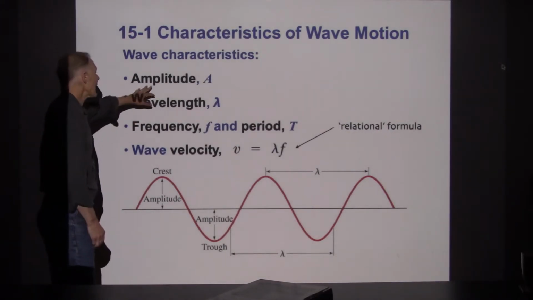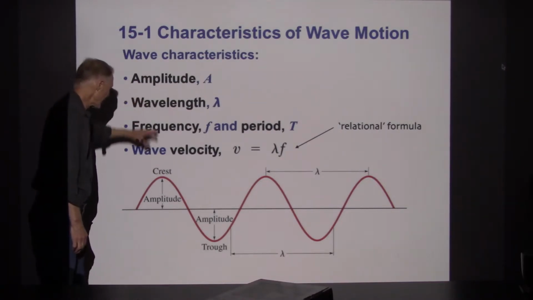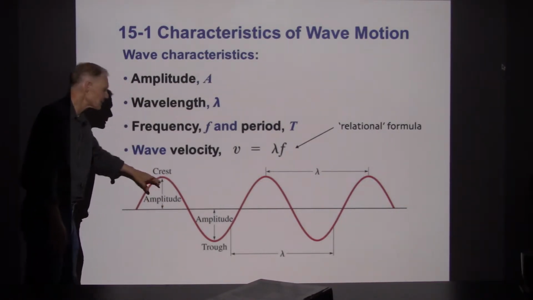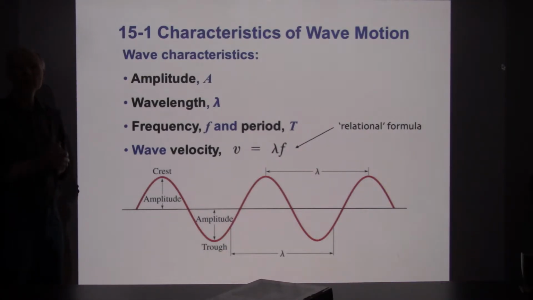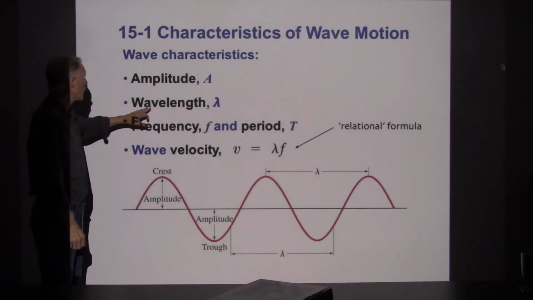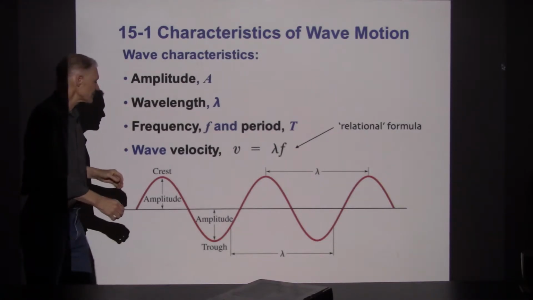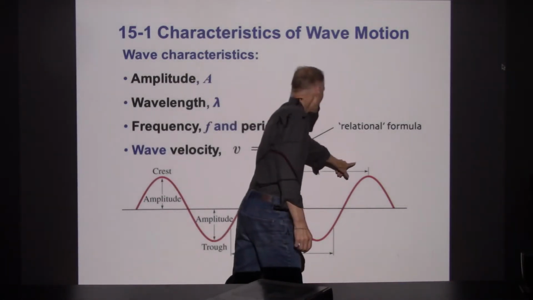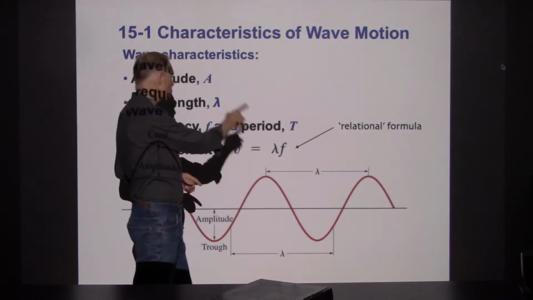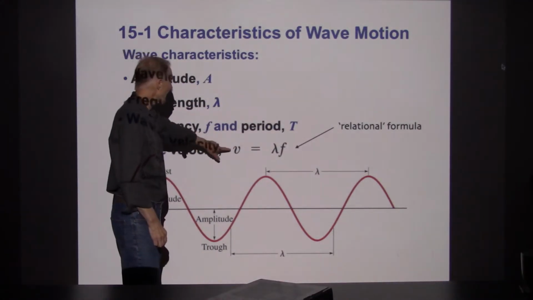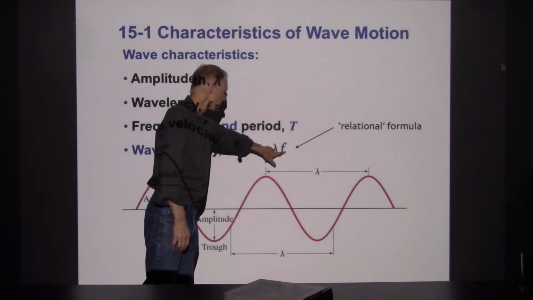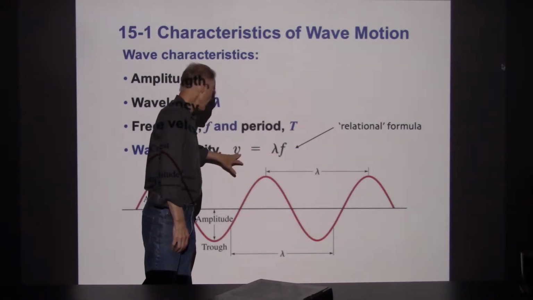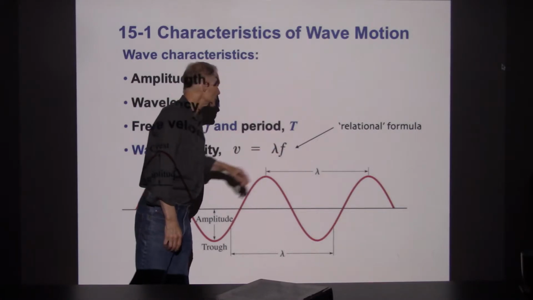So let's take a look. Amplitude, we should be familiar with that. Amplitude is the maximum distance that the medium shifts as it oscillates back and forth. The wavelength is the distance from one pulse to the next. Now there's a relational formula that says that the wave speed, the wavelength, and the frequency of oscillations are related by v = λf.